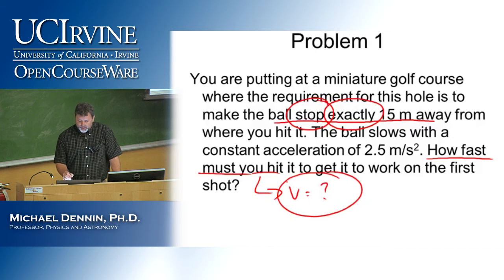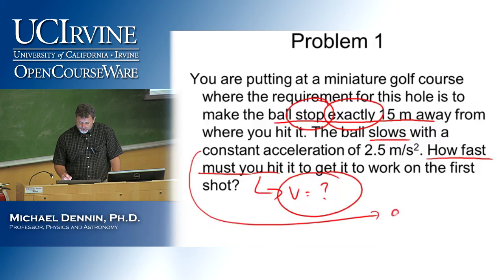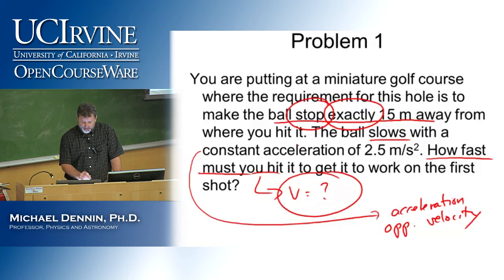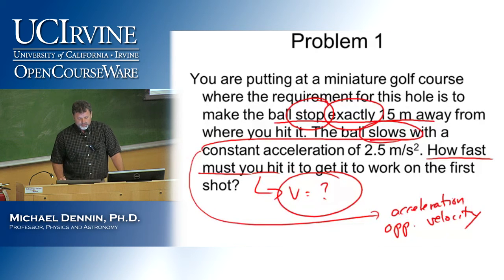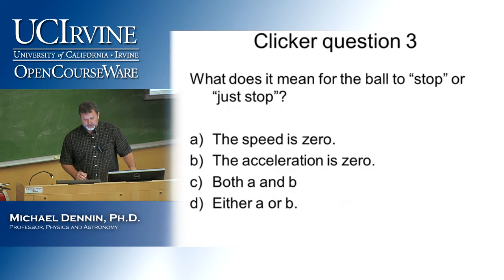We are told that the ball is slowing. So if it's slowing down, we know the acceleration is opposite the velocity. Otherwise, it wouldn't slow down. That's what slowing means. These are some of our key words. We actually have a clicker question, though.